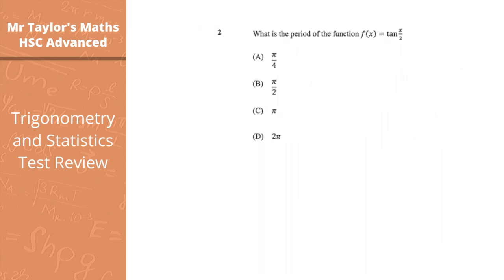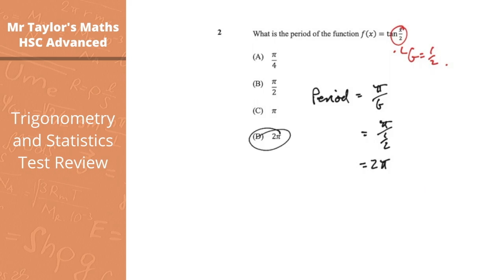Question number 2 is, what is the period of the function f(x) = tan(x/2)? So we remember that the period of a normal tan graph is pi, but we need to divide by b. And in this example, b is 1/2. So pi divided by 1/2 is 2 pi. So the correct answer to this one is D.